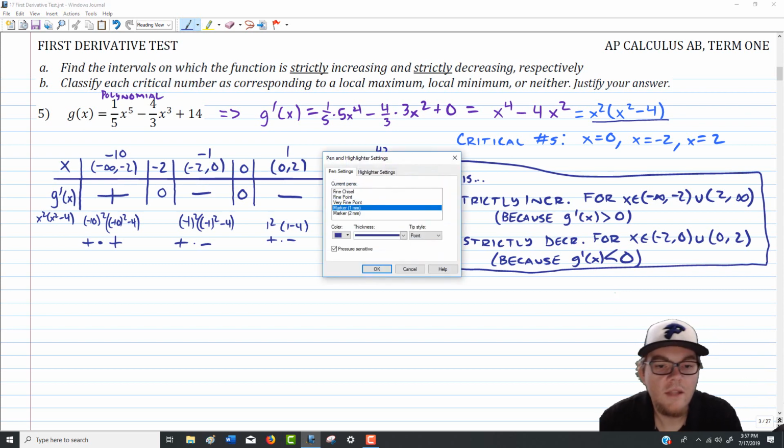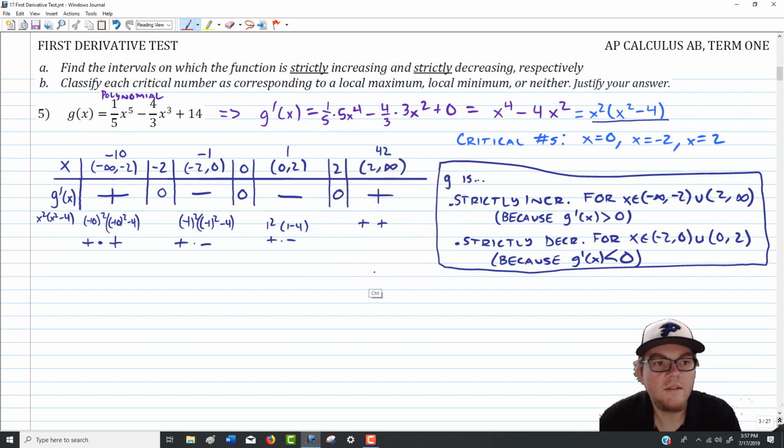And then second, that next brings us to the task of classifying each critical number as corresponding to a local max, local min, or neither. So we already said our critical numbers are negative 2, 0, and 2. So we want to classify each of those. And in looking up at my table, although I'm going to be using the first derivative test to make my justification, I can actually decide what we have just based on drawing a picture.